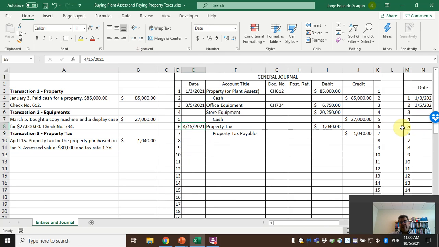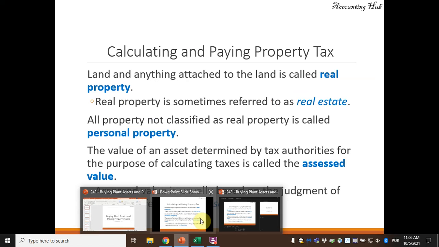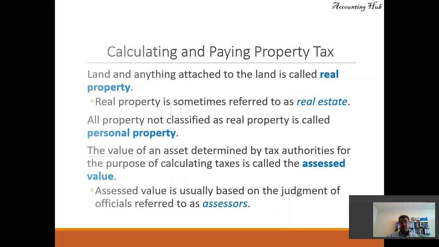Okay, guys, so property tax, a little bit confusing. So ask your instructor if you have questions about it.